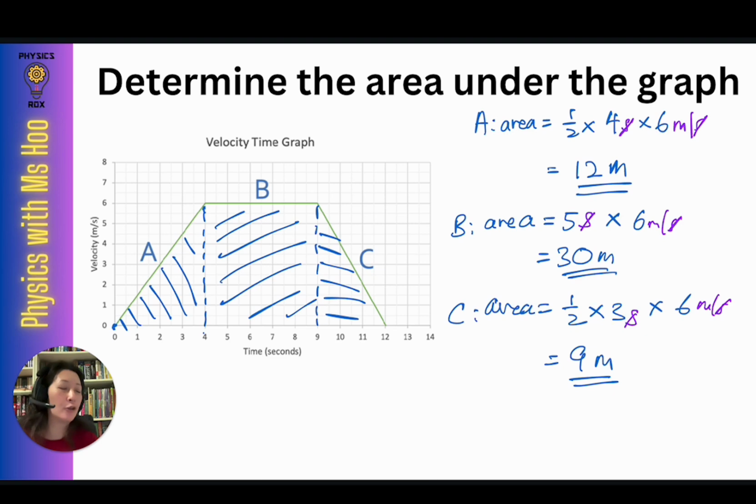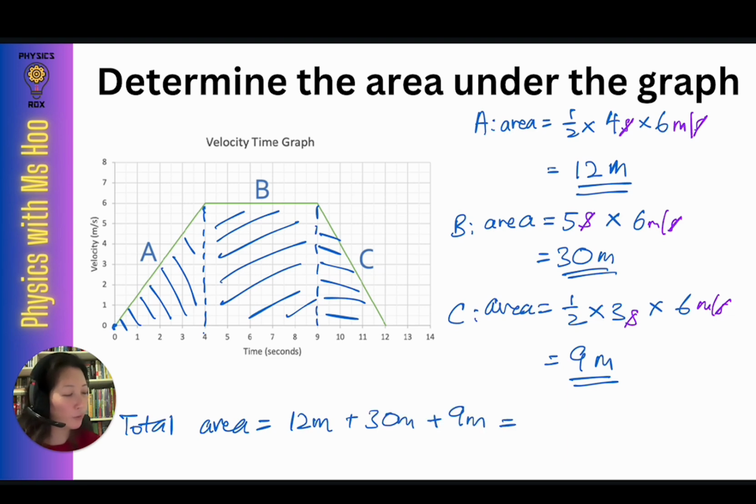If you needed to get the total area, then all we need to do is add them up together. So we have 12 meters plus 30 meters plus 9 meters. This will give us a total of 41 meters. Of course, if you wanted to calculate the total area, you could also use the formula for the trapezium. That's fine. Or you can use triangle, rectangle, triangle. You're going to get the same answer anyway.